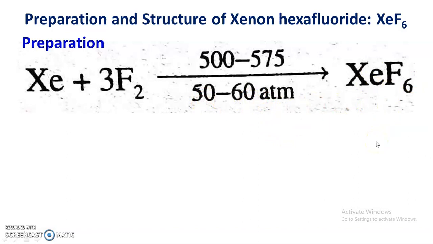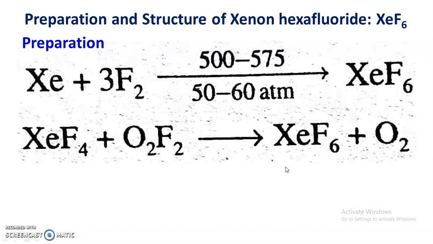100% yield of xenon hexafluoride can be obtained at 973 Kelvin and under a pressure of 200 atmosphere. This is a highly drastic condition, and at that condition, we get 100% yield.